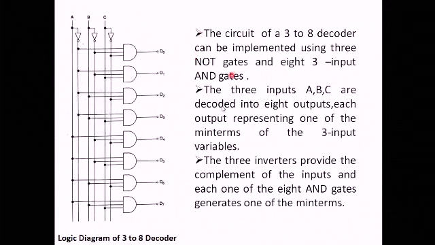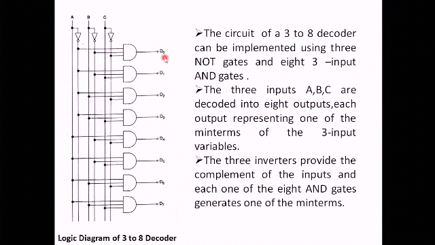Now the 3 inputs A, B and C are decoded to 8 outputs, each output representing one of the min-terms of the 3 input variables. The 3 inverters provide the complement of the inputs and each one of the 8 AND gates generates one of the min-terms. This D0, what was the expression?